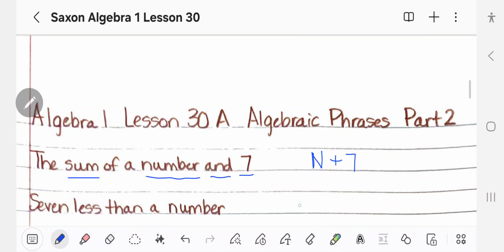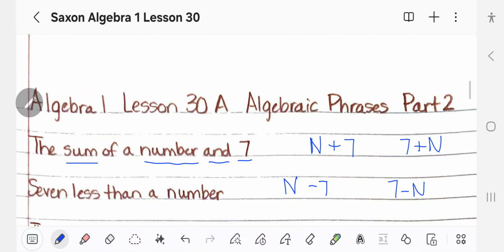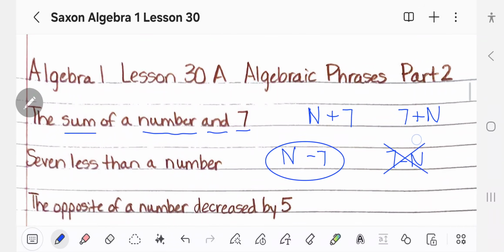7 less than a number would be 7 less than the number. Now, the previous one, remember that that's the same as saying 7 plus n, but this is not the same as saying 7 minus n. These are not the same. So this would be the only acceptable answer.